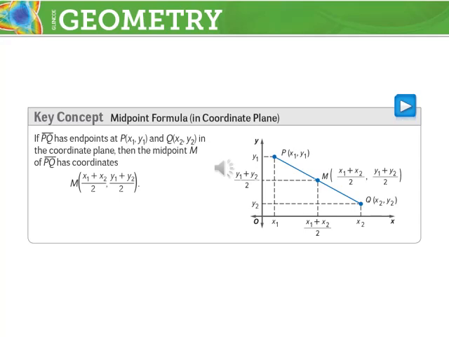On a coordinate plane, each point is represented by two coordinates, x and y. So if you want to find the midpoint between 2 points, you need to apply the midpoint formula, which is x1 plus x2 over 2, and y1 plus y2 over 2.